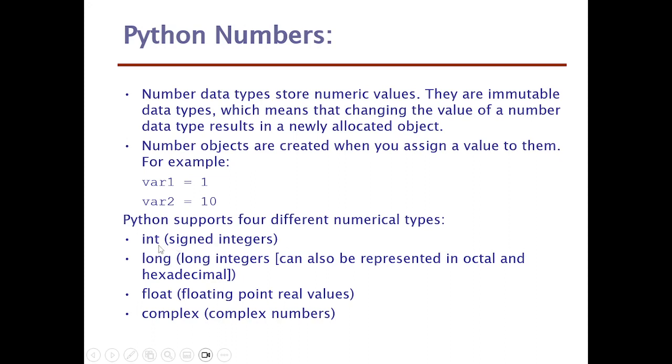We have the integer for the Python numbers, the signed integers. Long integers can also be represented in octal and hexadecimal. This is for binaries. Float is floating point, or real, for decimals. And complex numbers, like fractions.